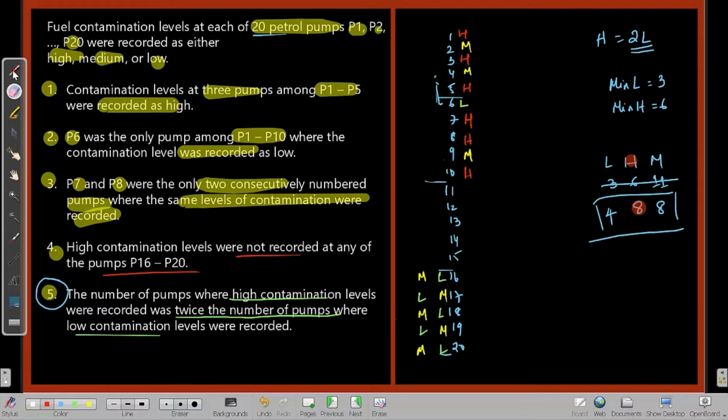Now, which will then mean that we have got two cases that are possible here. So here we have a case with L, L, L there, and M and M, that is one case.